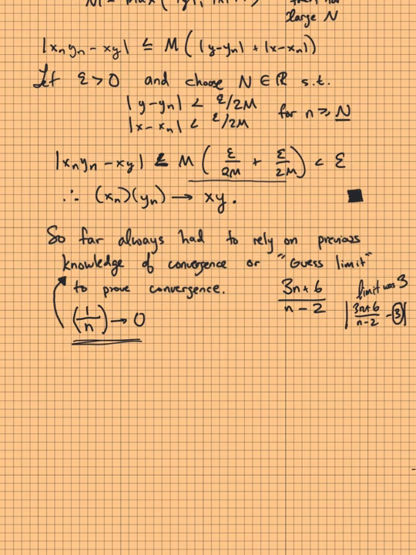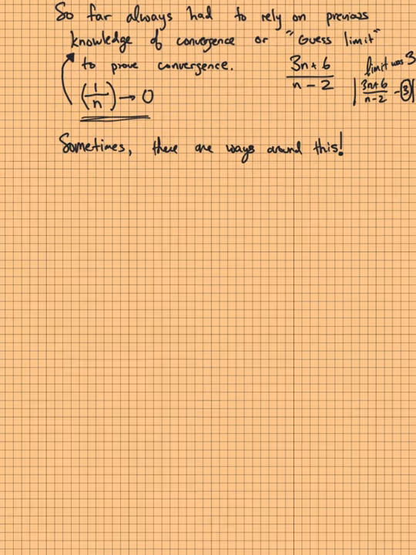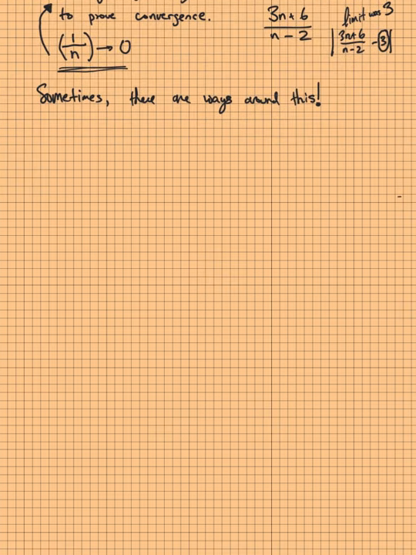Okay, so what we'd like is somehow a way to get convergence of a sequence without having to guess the limit. And in general, there's no way to do that, unfortunately. But sometimes we have ways around this, okay? There are ways around this. Okay, so let me give you a couple definitions, and then I'll give you the main theorem for today.